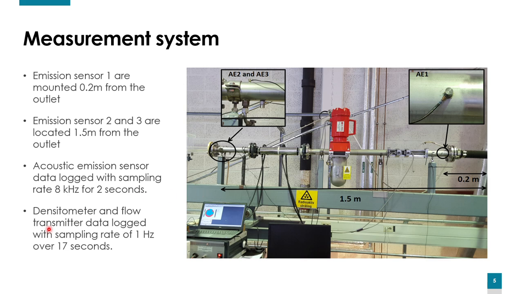So ideally, the sampling time and sampling frequency should be the same for both sensors, but this is not the case. These 2 seconds of acoustic emission sensor data should be assumed to represent all the 17 seconds where you have the density meter and flow transmitter. This could be a very wrong assumption, but it is a rough one.